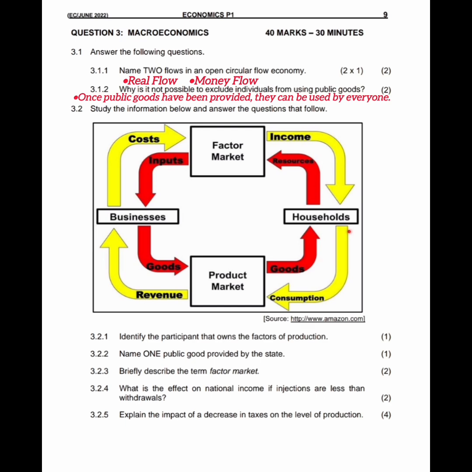So let's study the information. We have our factor market, we have businesses, we have product market, and then we have our costs, income, consumption, revenue, which represents our money flow. So this is the money flow. And then we have our inputs, goods and resources. This shows our real flow, right? So we know that this is a closed economy because there is no foreign sector, right?